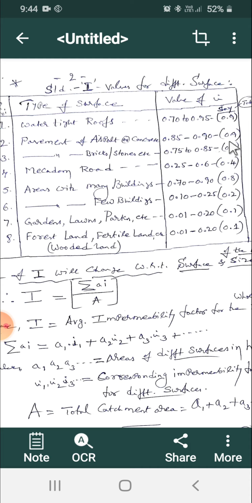You have to remember these values. In the examination, suppose you want to write the standard value of I, the impermeability coefficient for different surfaces, then you have to remember all these things. So you have to learn it and reproduce it.